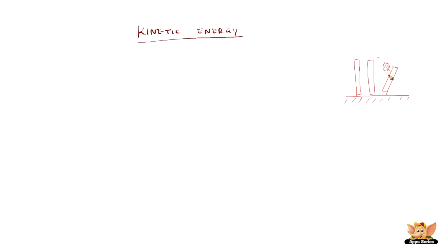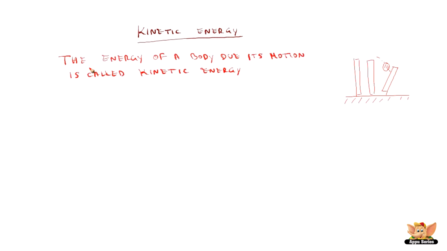So whenever there is an energy of a body due to its motion, then it is called kinetic energy. It means a moving body like this cricket ball is capable of doing work. In this case, it has pushed the stumps. That is the work it has done. And hence we say this moving ball possessed energy. So that energy is called kinetic energy. So we say the energy of a body due to its motion is called kinetic energy.